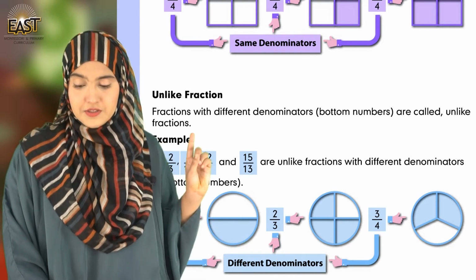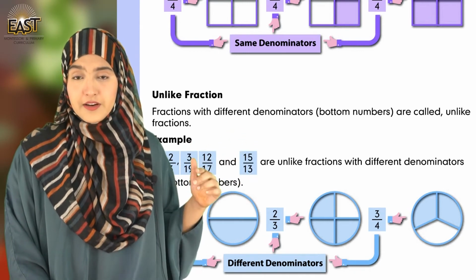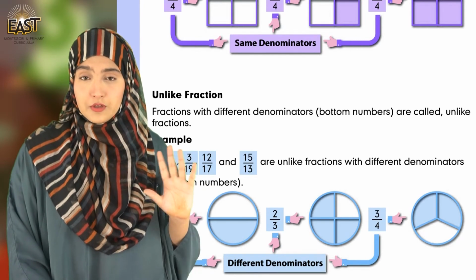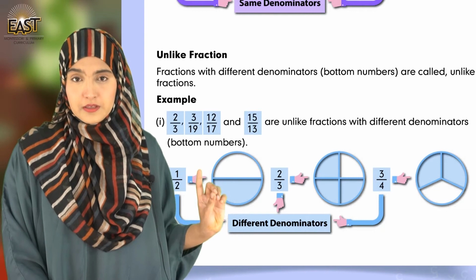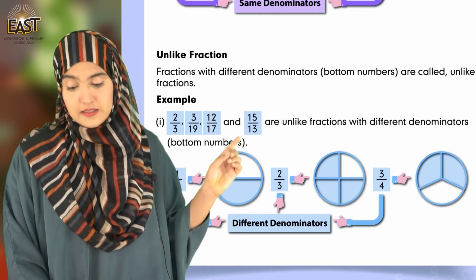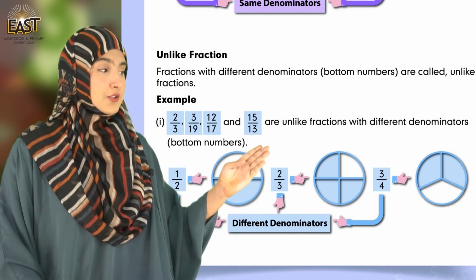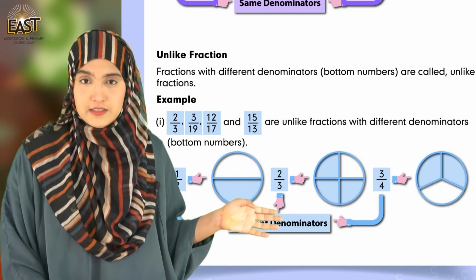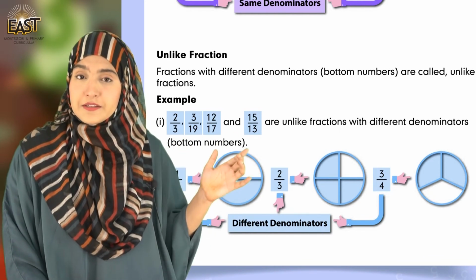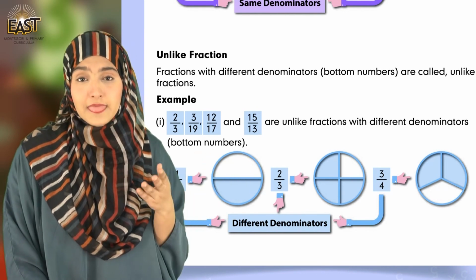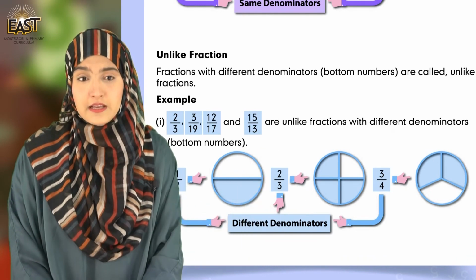Unlike fractions: fractions with different denominators are called unlike fractions. Those fractions whose denominators are different, we call them unlike fractions. Examples: 2 upon 3, 3 upon 19, 2 upon 17 and 15 upon 30. Now you can see the difference clearly, that the denominators are different. Numerators are different as well, obviously. But what will we do to identify them? These are unlike fractions because they have different denominators, alright?